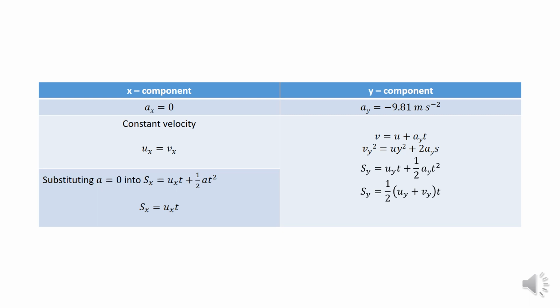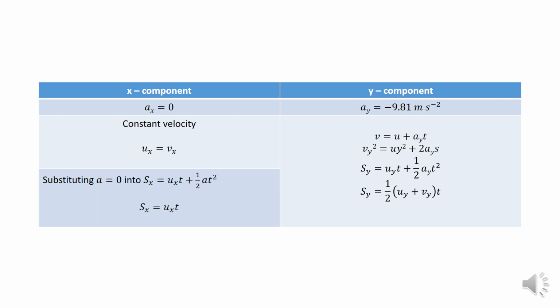For x component, as I said earlier, the acceleration is always 0 because there is no gravitational influence along the x component. And because acceleration is 0, your velocity is always constant throughout the whole projectile motion along x component. Which means that your initial velocity along x component will always be equal to the final velocity along the x component.